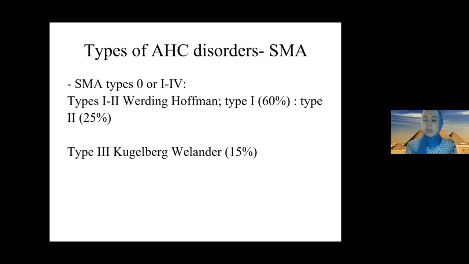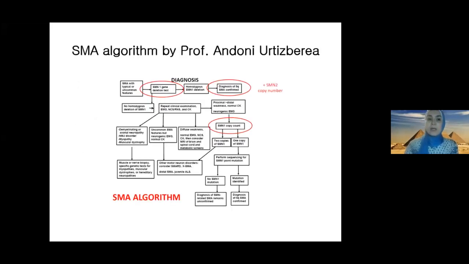Now, of course, in medicine we're generally dropping names and using codes instead. But it's also useful to know these names because they are widely used. And the most common would be type 1. Now, this is the spinal muscle atrophy algorithm. I got this algorithm from Professor Antonio Ortiz-Vera. He's really an expert on this. And we can see how we can proceed with the diagnosis of spinal muscle atrophy.